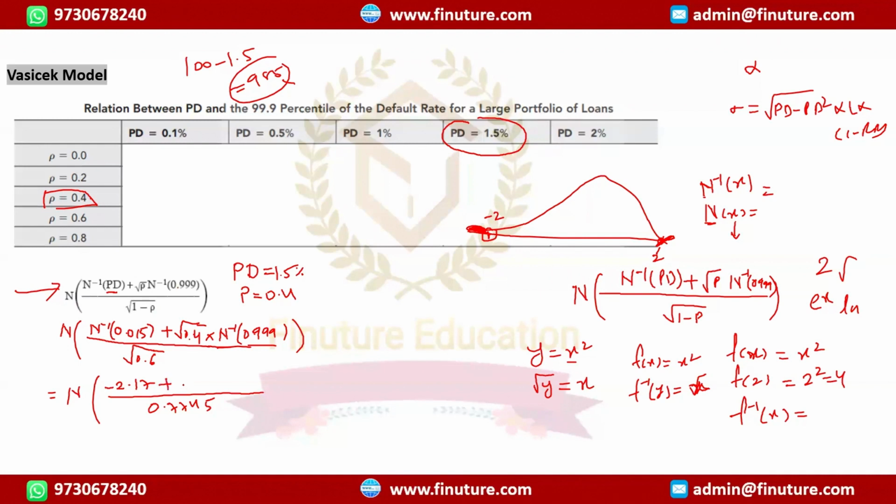I'm trying to understand the purpose of the N inverse. How do we calculate that N inverse? Maybe I'll put it the other way. N inverse of 0.015, correct? So if N inverse was not there, just N of 0.015, in that case how do we do it?